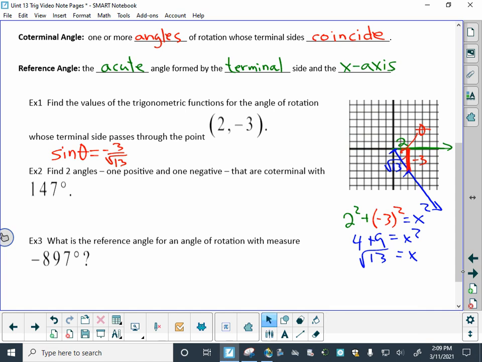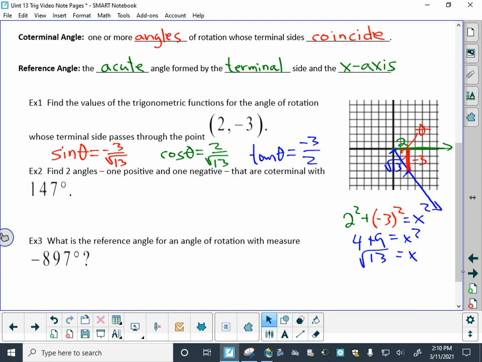Okay. My cosine is adjacent over hypotenuse. The adjacent side is that 2. The hypotenuse is the square root of 13. So the cosine is 2 over the square root of 13. And my tangent is the opposite over the adjacent. That's going to be the -3 over the 2.